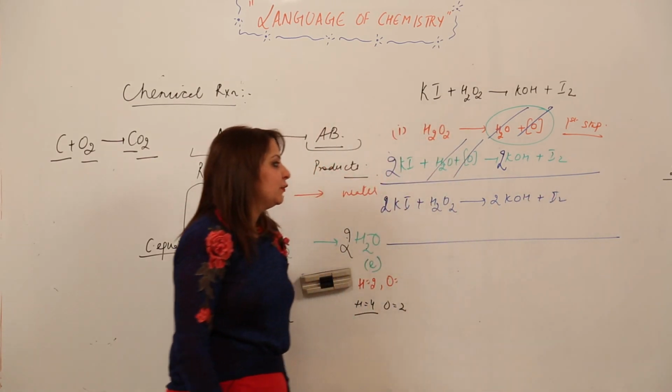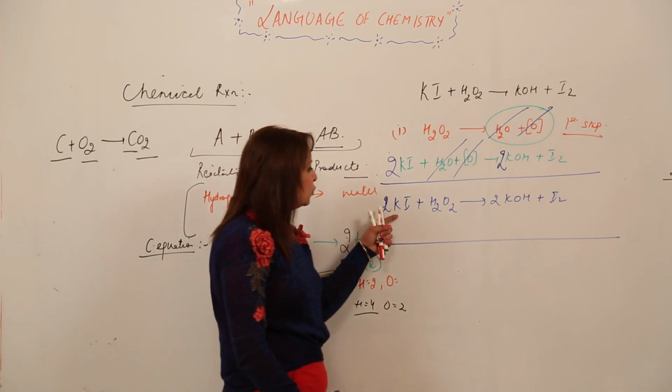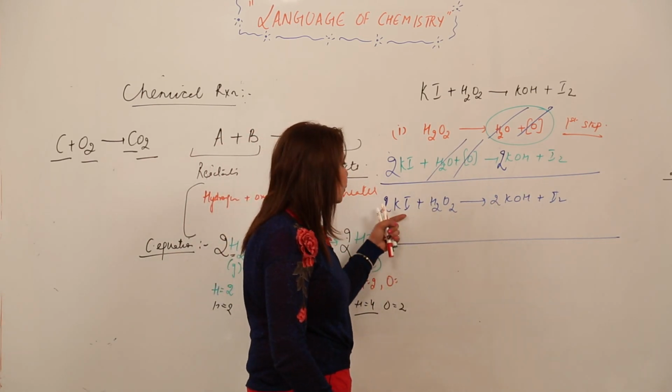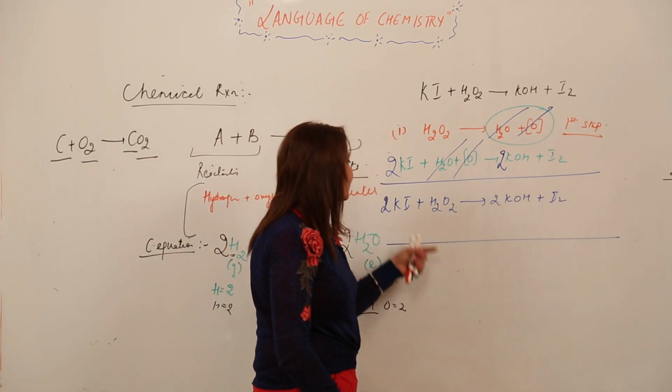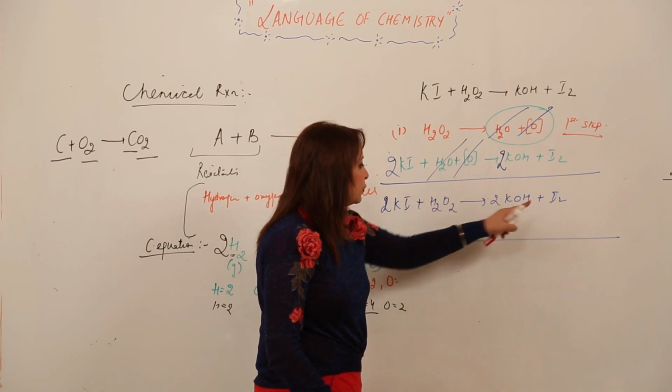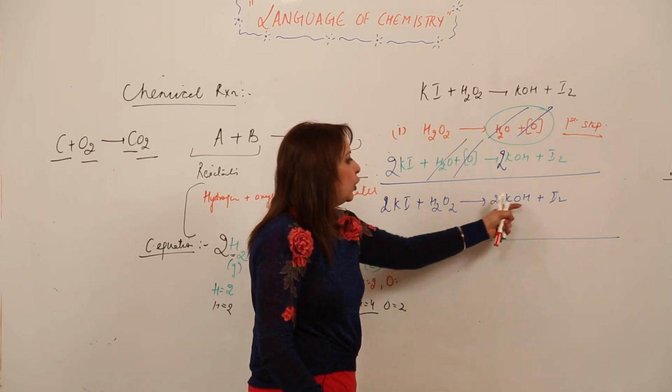Let's see whether it is balanced or not. See, 2K, 2K, right. 2I, again 2I, balanced. 2 hydrogen, 2 hydrogen, balanced. 2 oxygen, 2 oxygen, balanced.